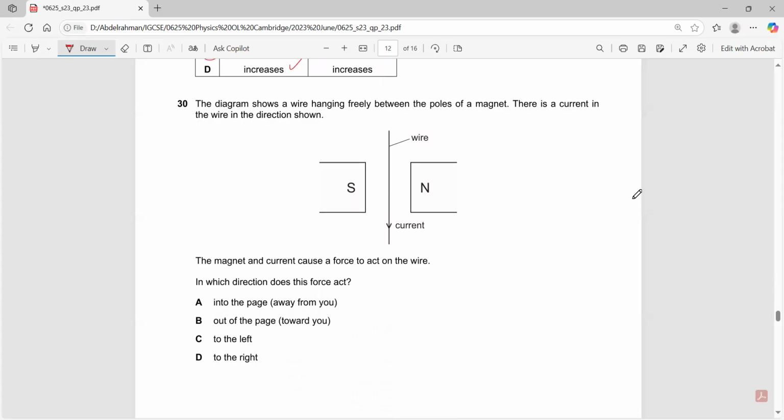Now, using Fleming's left-hand rule. First finger would be pointing to the left, second finger would be pointing downwards, and therefore your thumb would be pointing into the page, right? Into the page, exactly. The thumb would be pointing into the page, correct.